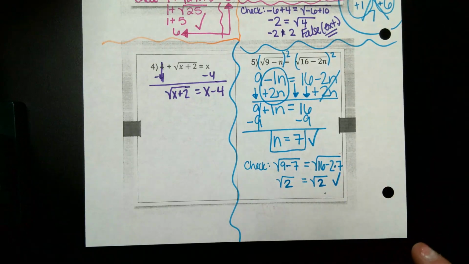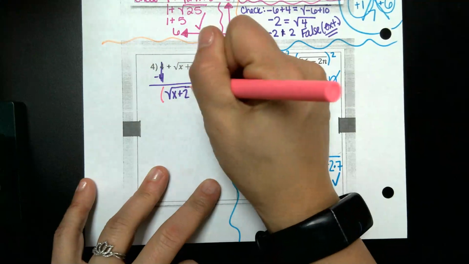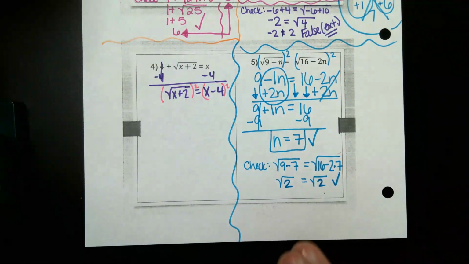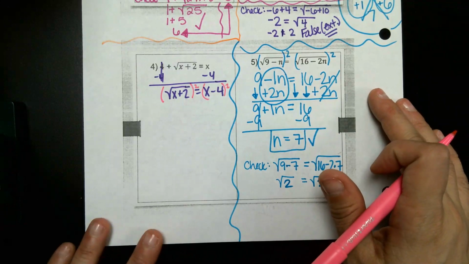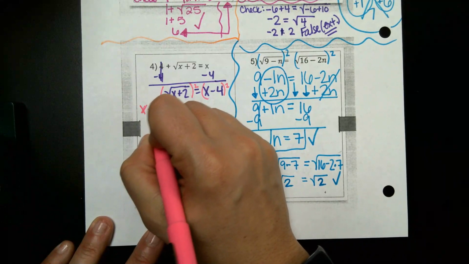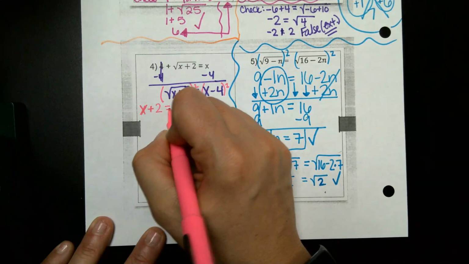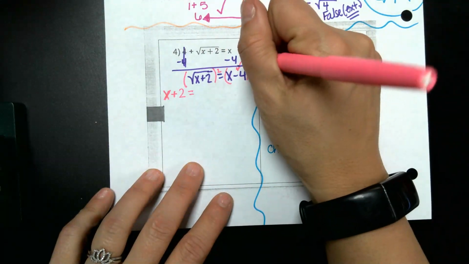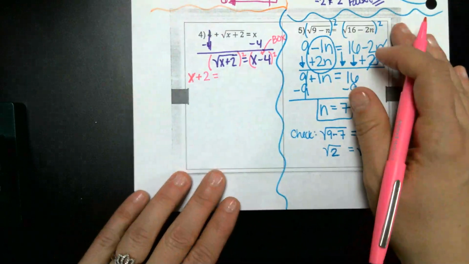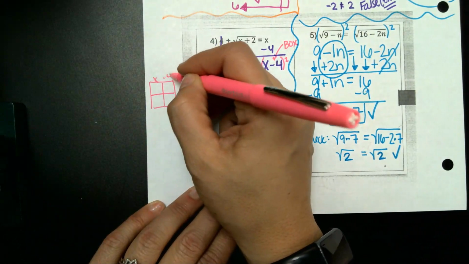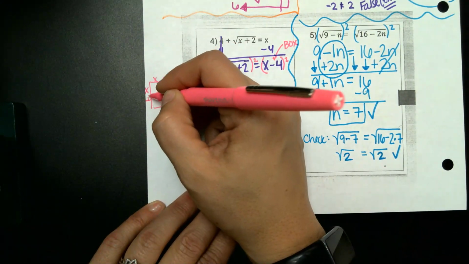Since the radical is by itself, what do we do? Well, square it. Square that and square this. So this time, squaring the left side is the easy side, because squaring a square root is just x plus 2. The right side is what kind of problem? That's a box right there. We're going to have an x minus 4 times another x minus 4.